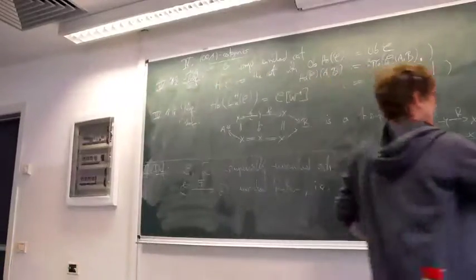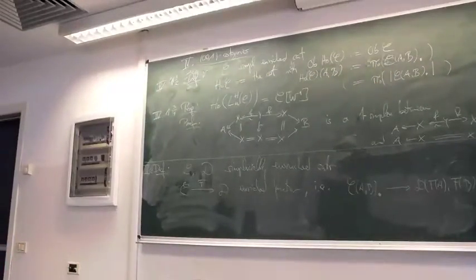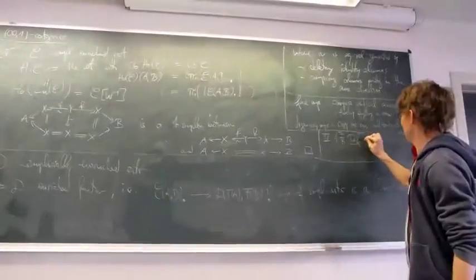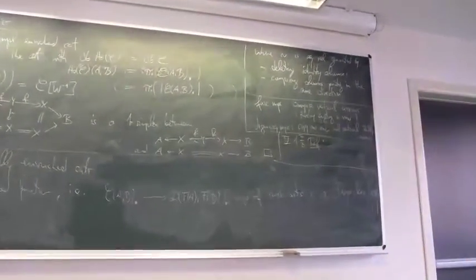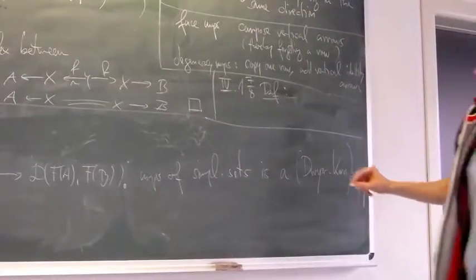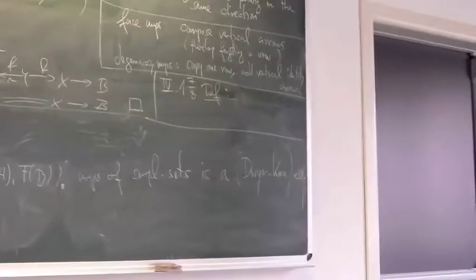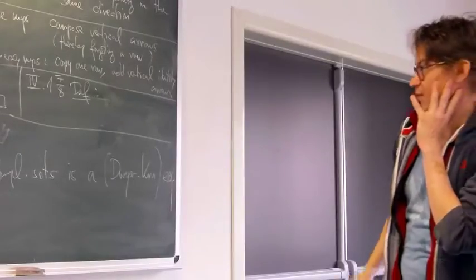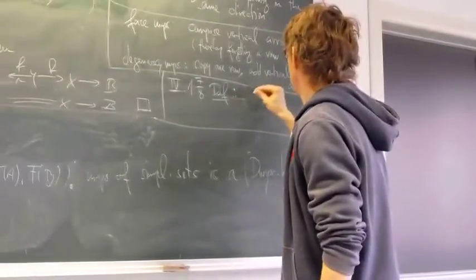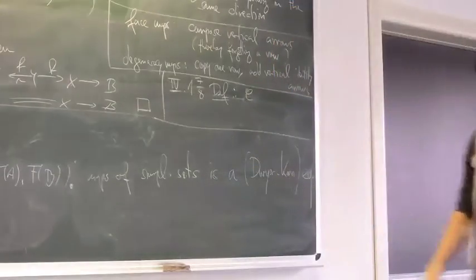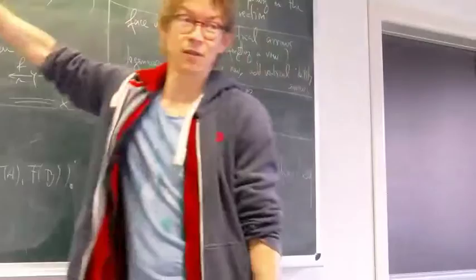And now comes the thing that was lacking. Two objects in a simplicially enriched category are equivalent if they become isomorphic in this category. That's what it is.